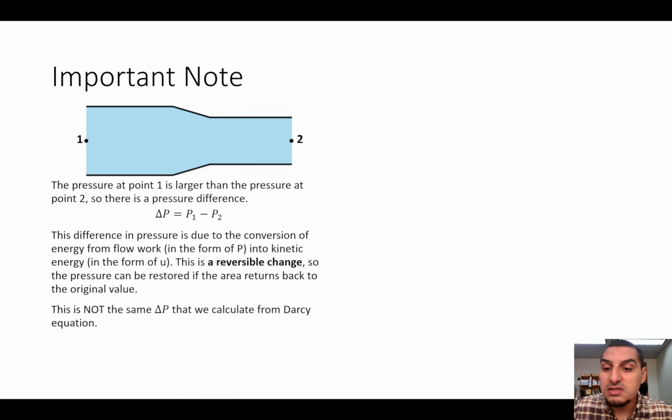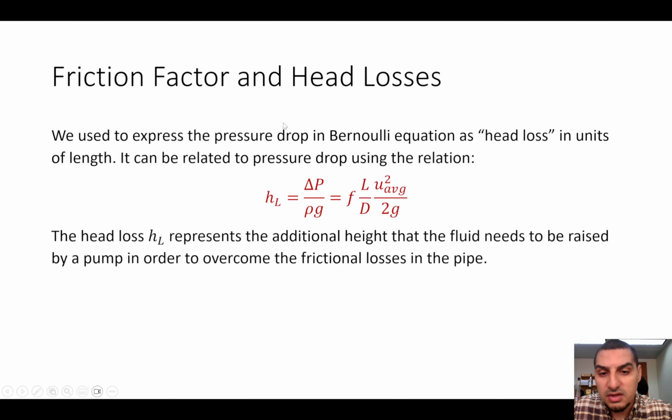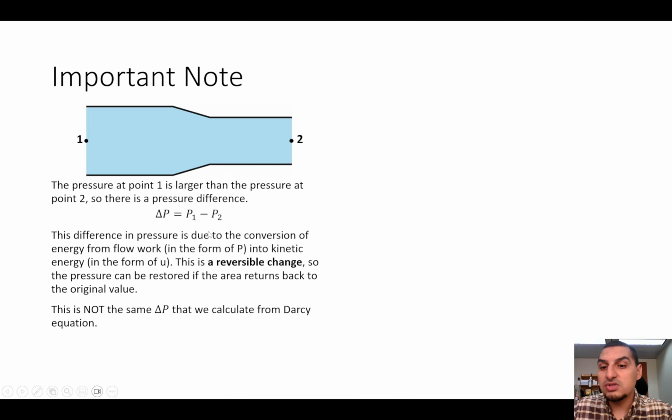Okay, so this is not what I mean by this delta P. This delta P here is just the change in pressure because of energy transforming from one form to another. This is not energy losses.